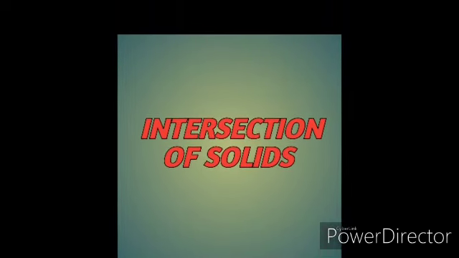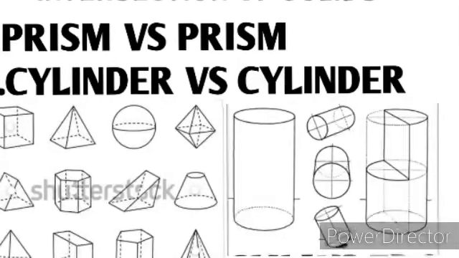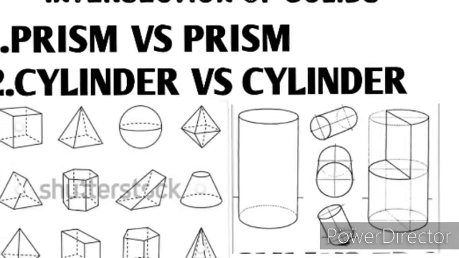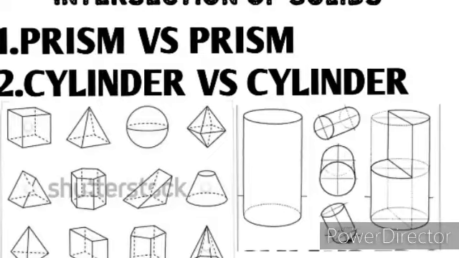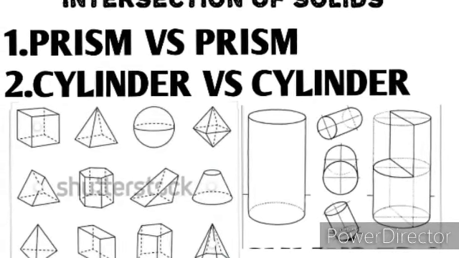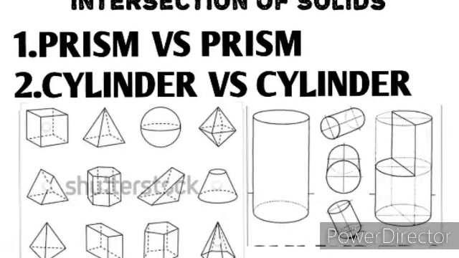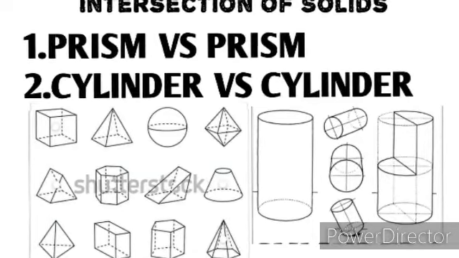Intersection of solids. This is the second part of the fourth unit, and in this topic we have two more topics, that is prism versus prism and cylinder versus cylinder. The problems are given here.